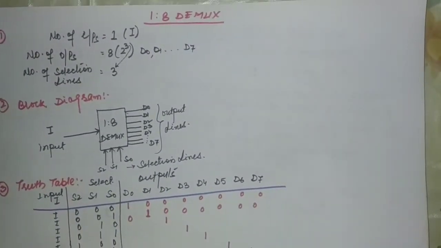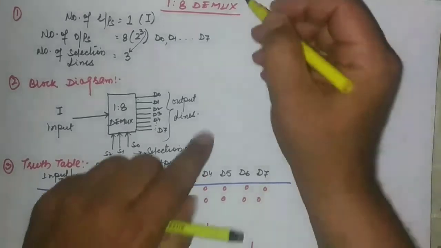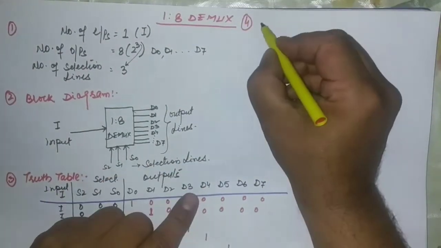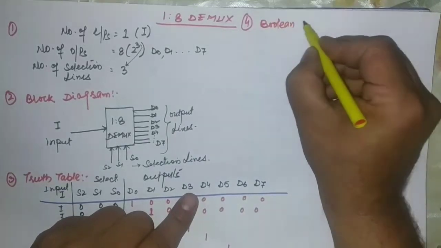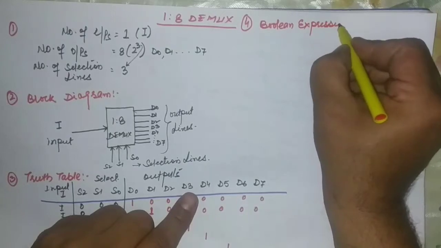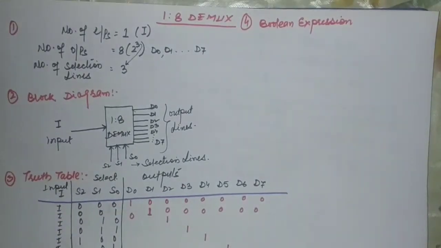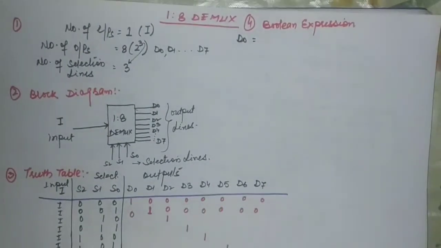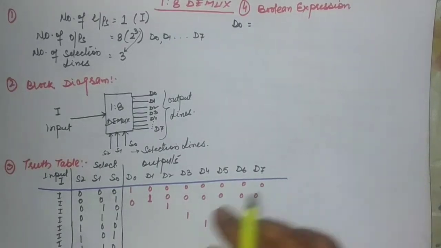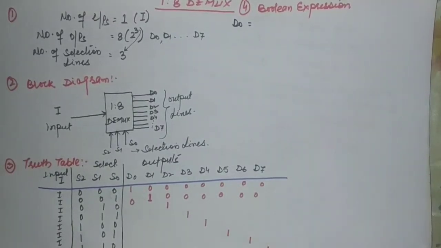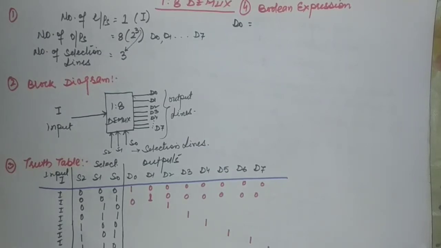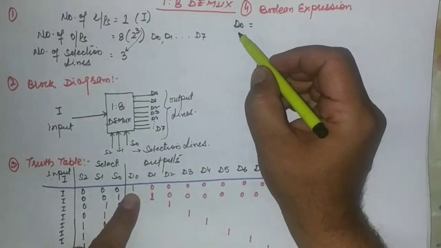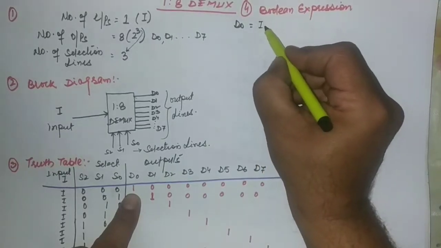Now the next point, the fourth point, is about its Boolean expression. We have to write it again for D0, then D1. We will write the Boolean expression from the truth table. I also showed you how to write the Boolean expression in the previous examples for 1 to 2 and 1 to 4, but I will write it for 2 or 3 outputs. Say, for example, D0. D0 means the input I remains the same.